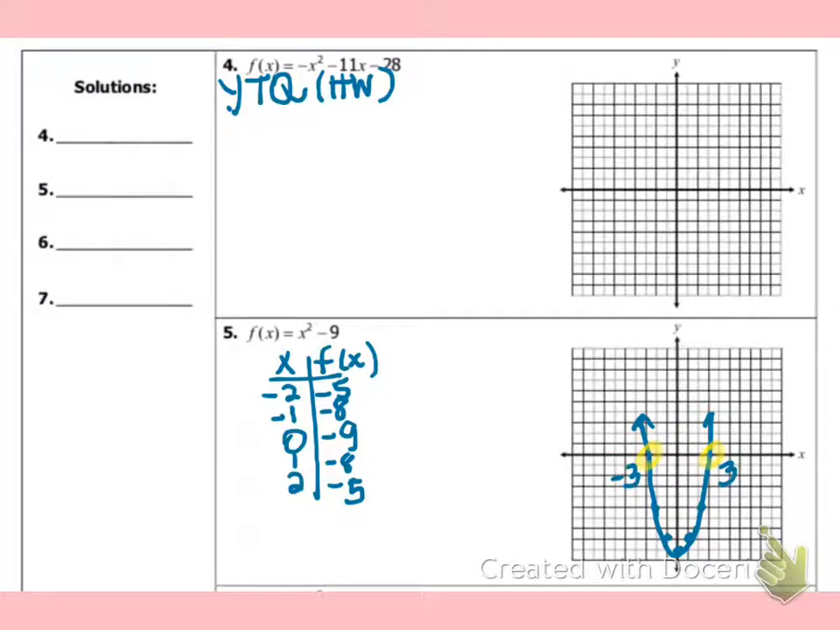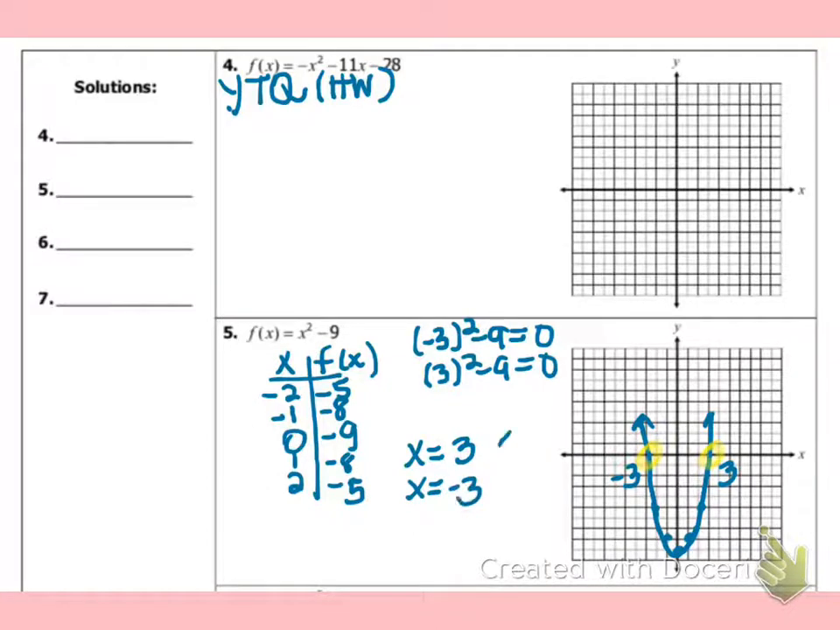And let's just test it. Let's see if we plug -3 in. If we substitute -3 in for x, that would be -3 squared minus 9, which would be 9 minus 9, or 0. And the same thing with 3. So even though we didn't see it in our table, we can see that our two solutions are x equals 3 and x equals -3, or as ordered pairs, (3, 0) and (-3, 0).